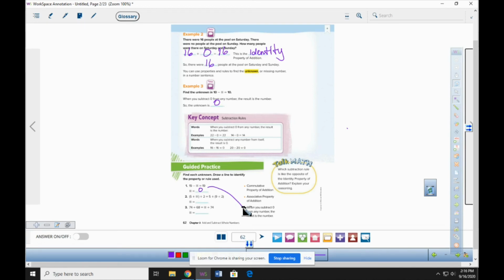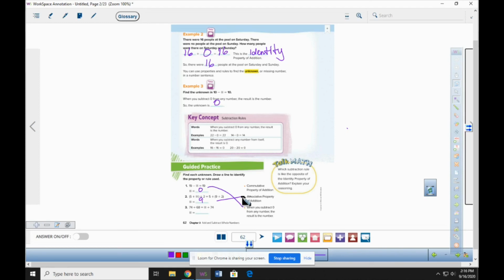Number 2, 5 plus something plus 2 equals 5 plus 9 plus 2. Oh, well, they already told me what was missing in there. I had 5s on both sides, I had 2s on both sides, so the thing that was missing was a 9. Here comes our hints. We have parentheses and more than 2 numbers that are being added. This is associative property of addition.